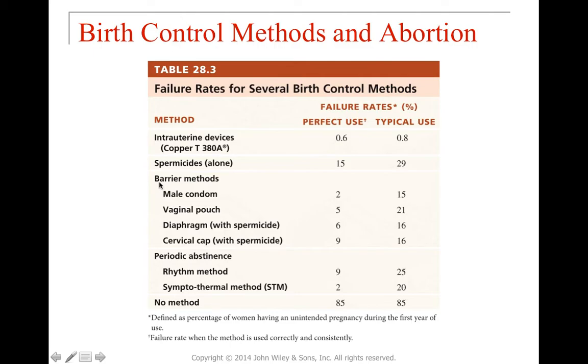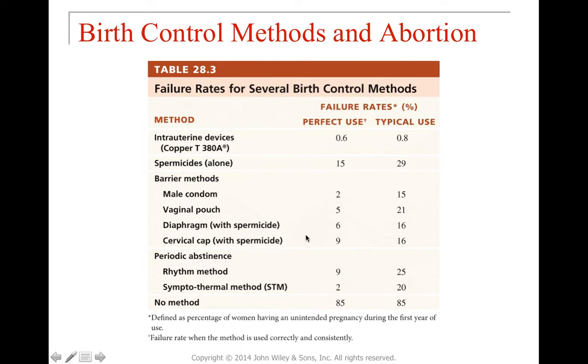Some barrier methods include condoms, right? Male condoms, vaginal pouches, a diaphragm, which is going to pop over and cover your cervix. You can have that with or without spermicide, but generally with spermicide is how they do it. We also have a cervical cap, which is a little bit different from a diaphragm. You get fitted for it specifically. And all of these have a failure rate of between 5 and 10% with perfect use and up to 20% with typical use.